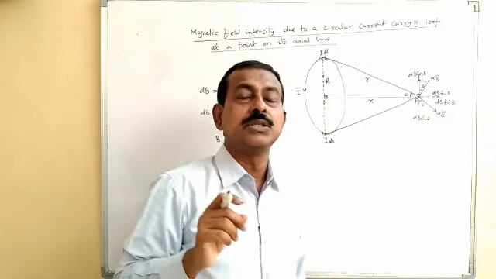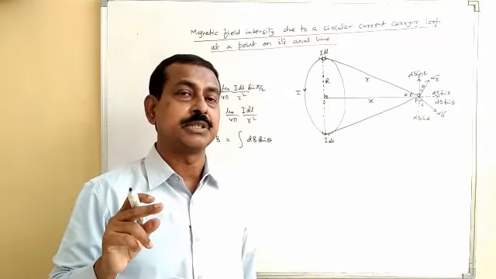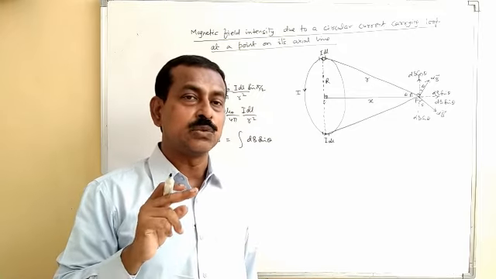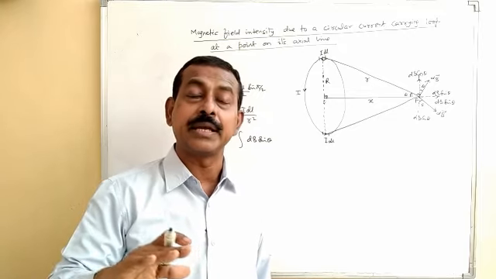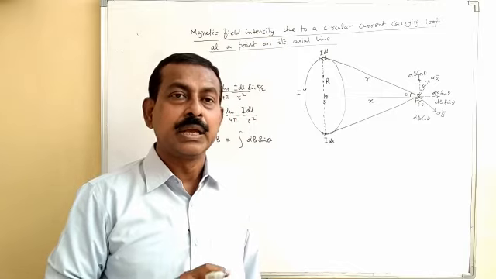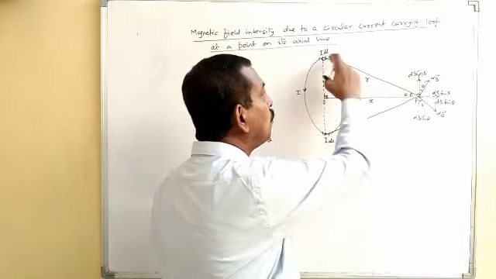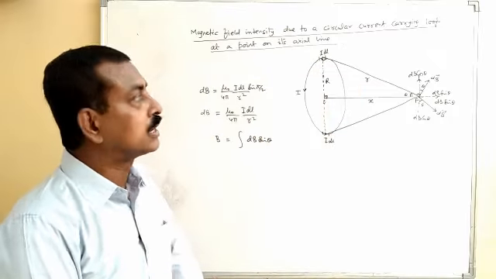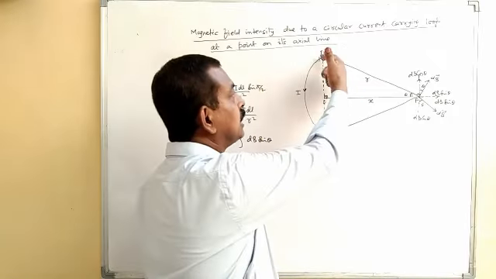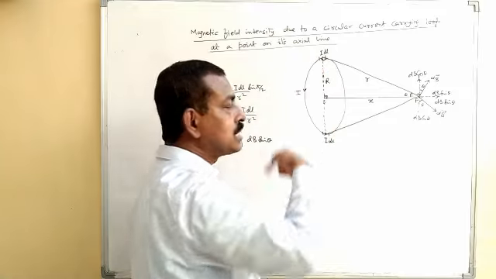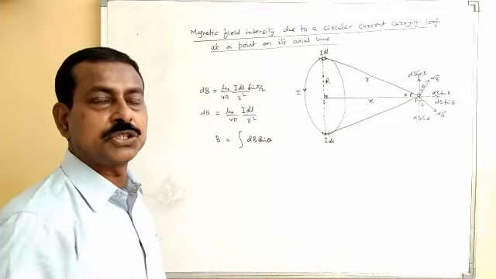Remember, the sum of the interior angles of a triangle is 180 degrees only when it is lying on one plane. Here in this diagram, if you see, it is not on one plane. The current element, if you consider, it is on the axis there. It is in the tangential direction to this.